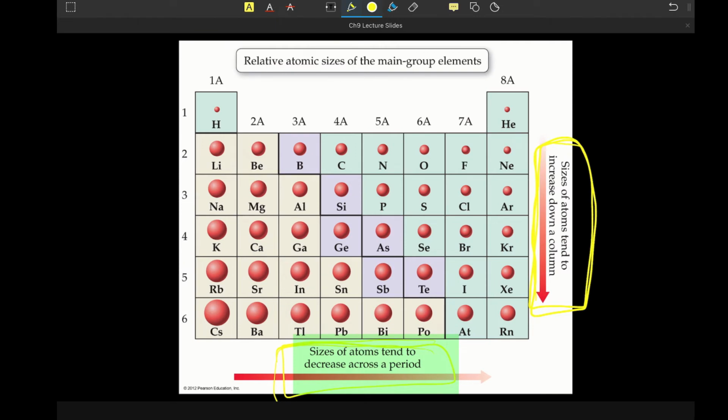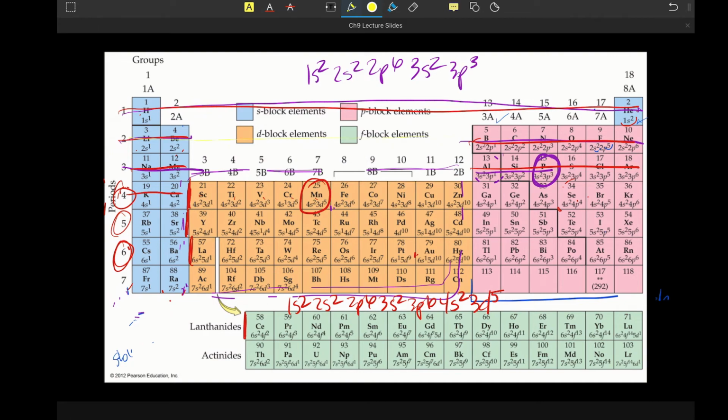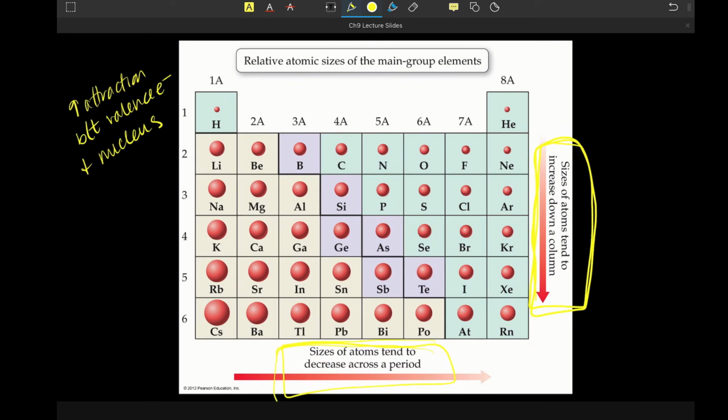As we go across a period, the atoms tend to decrease in size. This has to do with an increased force of attraction between, specifically, the valence electrons and the nucleus. One way we can think about this is that we are adding electrons to the same shell, because that's what we just said. As we go across period 2, for example, we are adding electrons to the second shell. So again, we're adding electrons to the same shell while also increasing the number of protons in the nucleus.